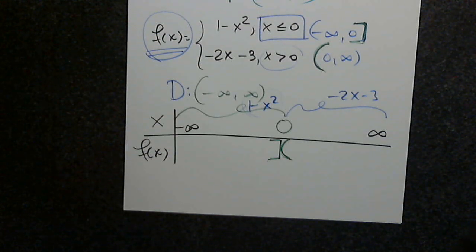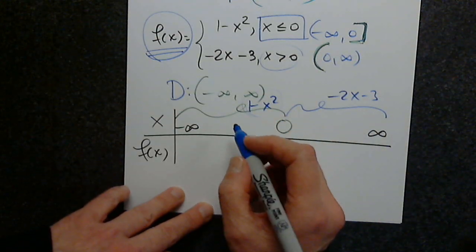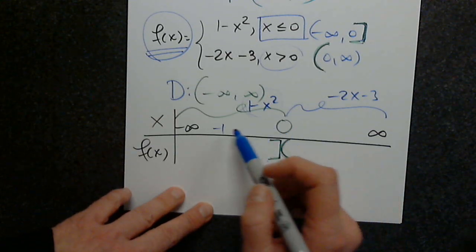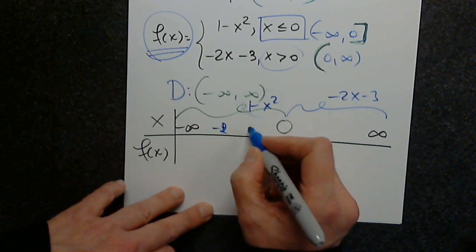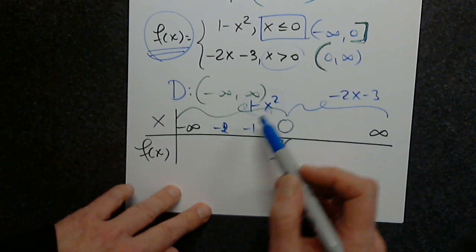Keep that in mind. So I'm going to pick some numbers, some x values. I'm going to pick, of course, negative 1 and maybe even negative 2. Let's say negative 2, negative 1, and 0. So please plug in negative 2 and tell me what you get.